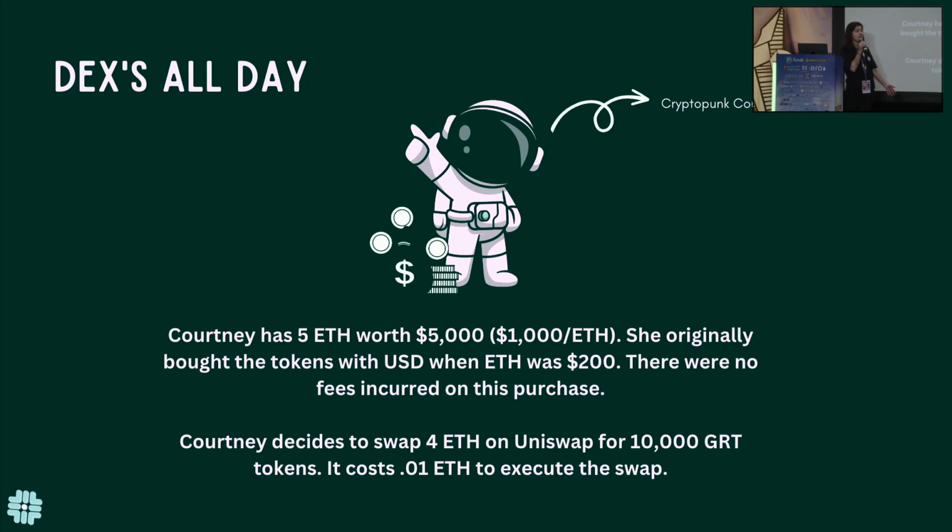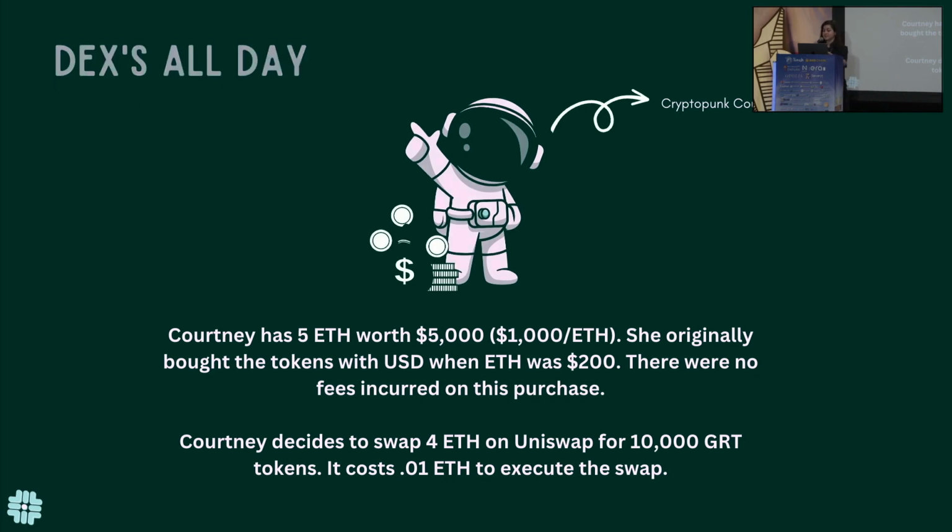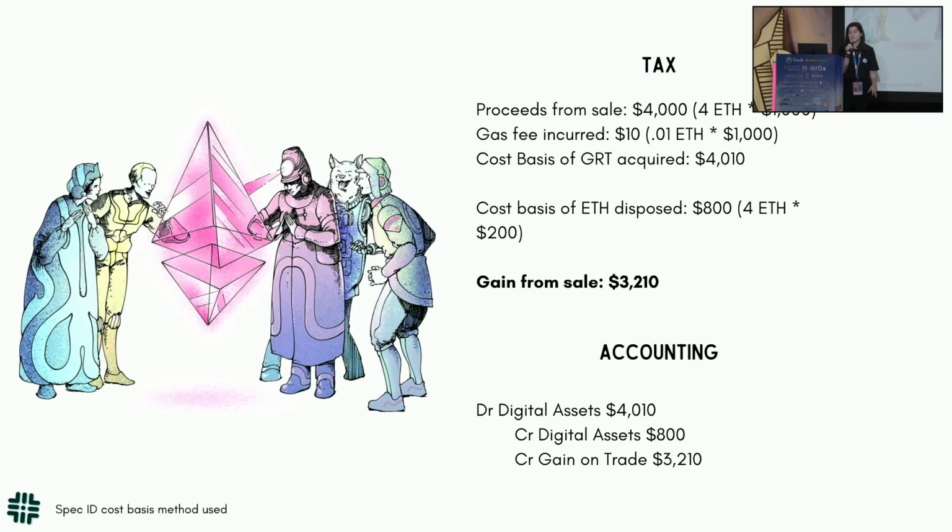Now let's say Courtney was to swap 4 ETH on Uniswap for 10,000 GRT, or Graph tokens, and it costs 0.01 ETH to execute this swap. Now, what does this look like from a tax and accounting perspective? On the tax side, you want to break it down. On the first side, you think about what's the fair market value? What's the current price of this trade that's going on? I break it down into first proceeds from sale. We sold 4 ETH for $1,000 each, which is the current price, so the proceeds from the ETH are $4,000.